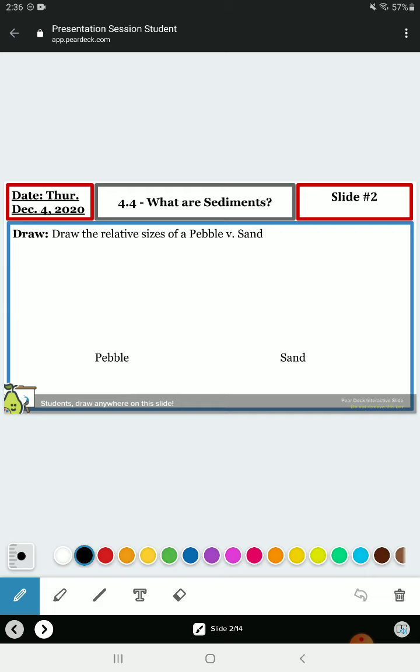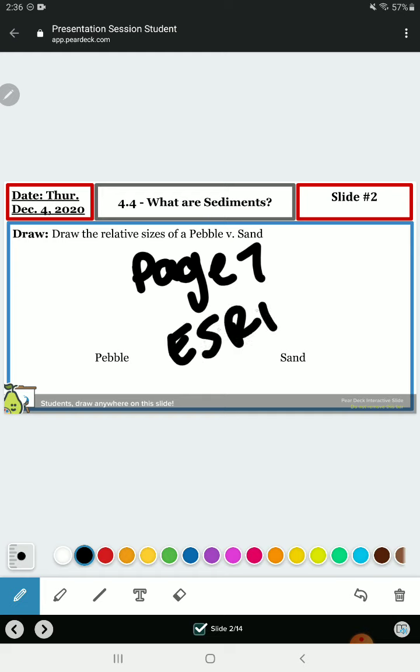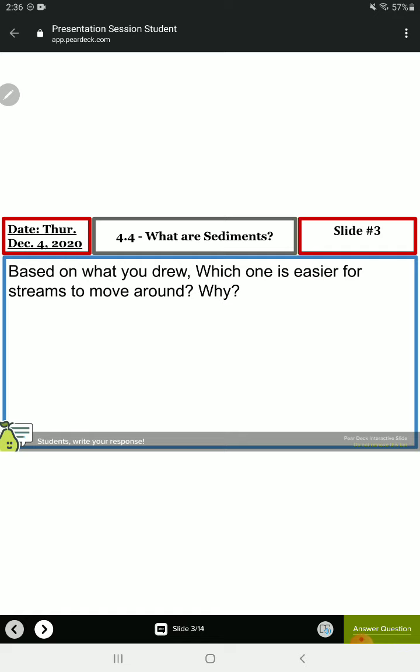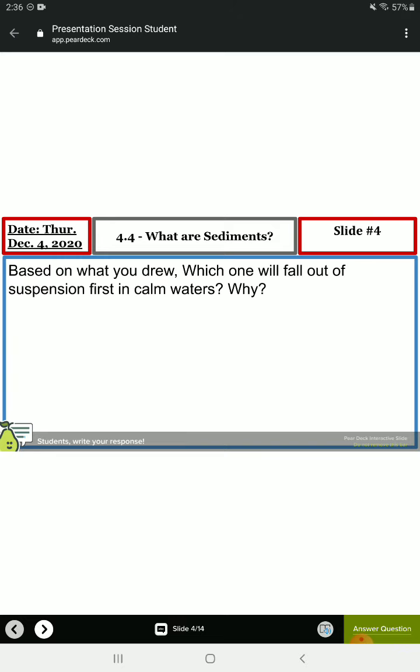In order to figure that out, you need to go to page 7 of your ESRT. We will be checking, so make sure that you try to figure out how large a pebble is versus how large a piece of sand is. Based on what you drew, write down which you think is easier for streams to move around and why. Also, which one will fall out of suspension first in calm waters and why?